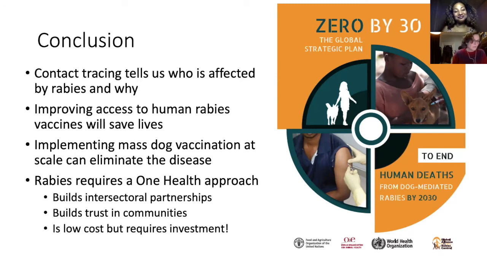So rabies control is cheap, but it also needs a level of investment that we haven't really seen to date from the global community, but we think it's totally possible. And WHO and partners have set 2030 as a target to reach 0 human rabies deaths.